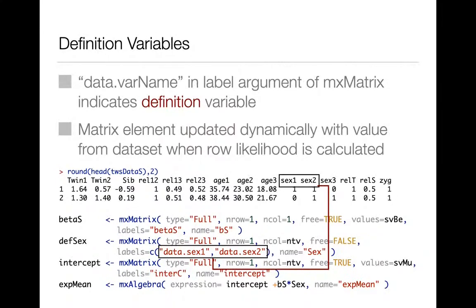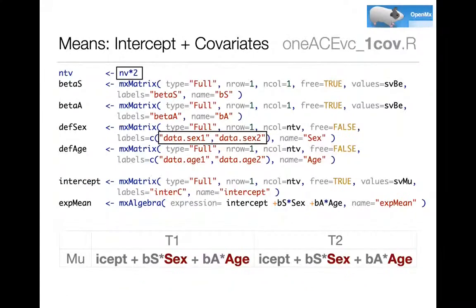And so whenever you see a data.varname in a label argument of an MX matrix, it indicates that it's using a definition variable and that that matrix element then will be dynamically updated from the dataset when the row likelihood is calculated for that particular pair of twins. So how does that translate to this particular script here? We've added both the covariates of sex and age to the intercept so that we can correct for their effects.